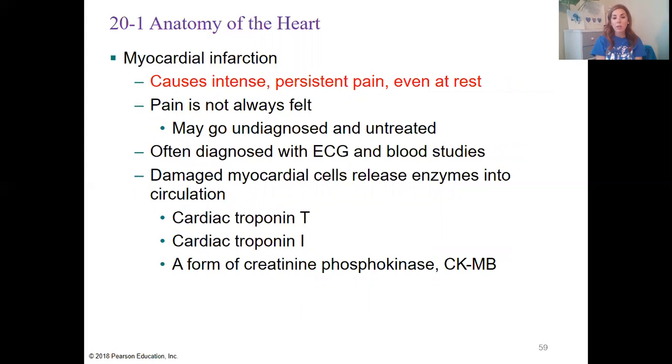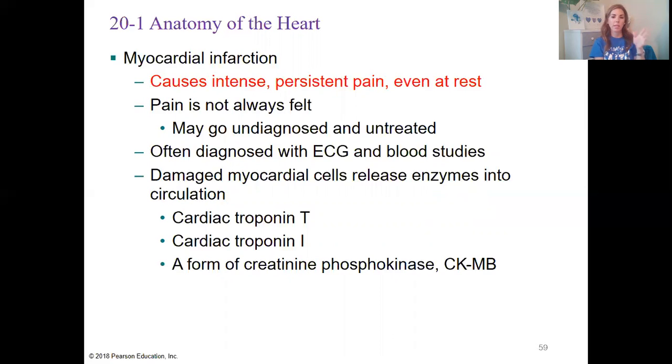An MI can cause very intense pain, but not always. Not everybody feels the pain, so it is possible for this to go undiagnosed and untreated. It is possible for people to have a heart attack and then a few years later go to the doctor and say, I think I'm having a heart attack. They do tests and figure out, oh yeah, indeed you were. And by the way, you have had some other heart attacks in the past. Do you want to tell us about that? And they're just completely surprised. Like, what? I had no idea.